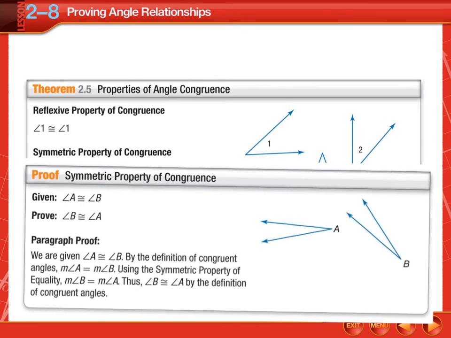It just basically says if you're given angle A is congruent to angle B, by the definition of congruent angles, the measures are equal. And if you use the symmetric property of equality, then we can switch the order and say that the measure of angle B is equal to the measure of angle A. Thus, angle B is congruent to angle A because of the definition of congruent angles.